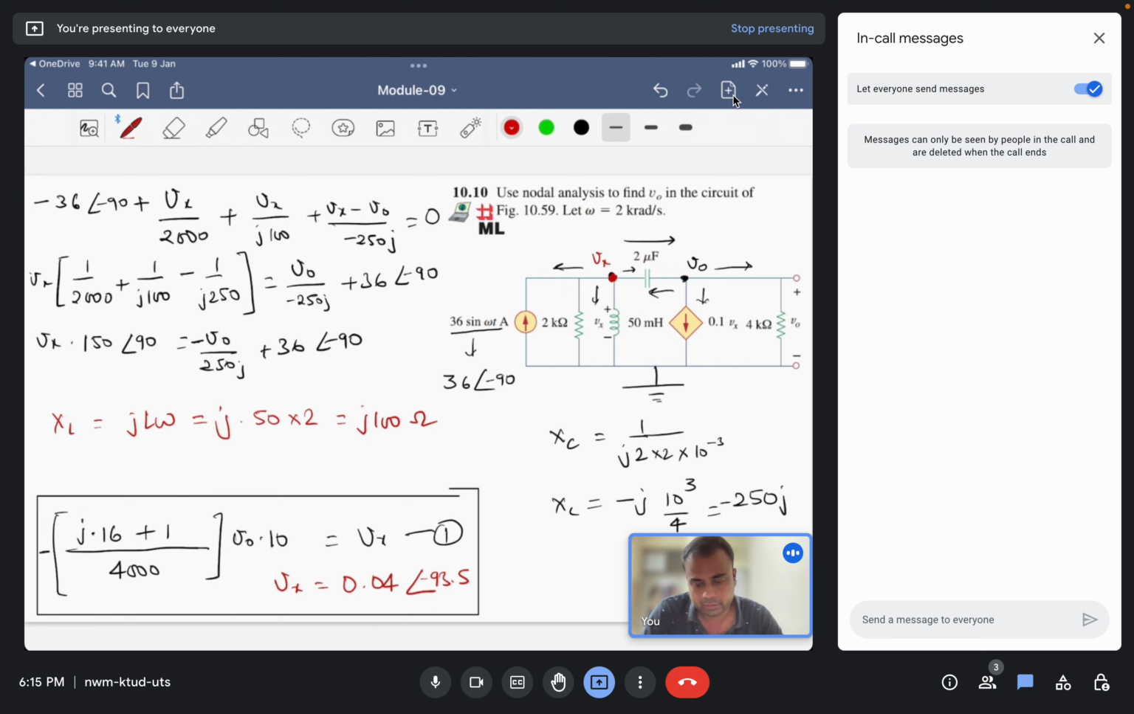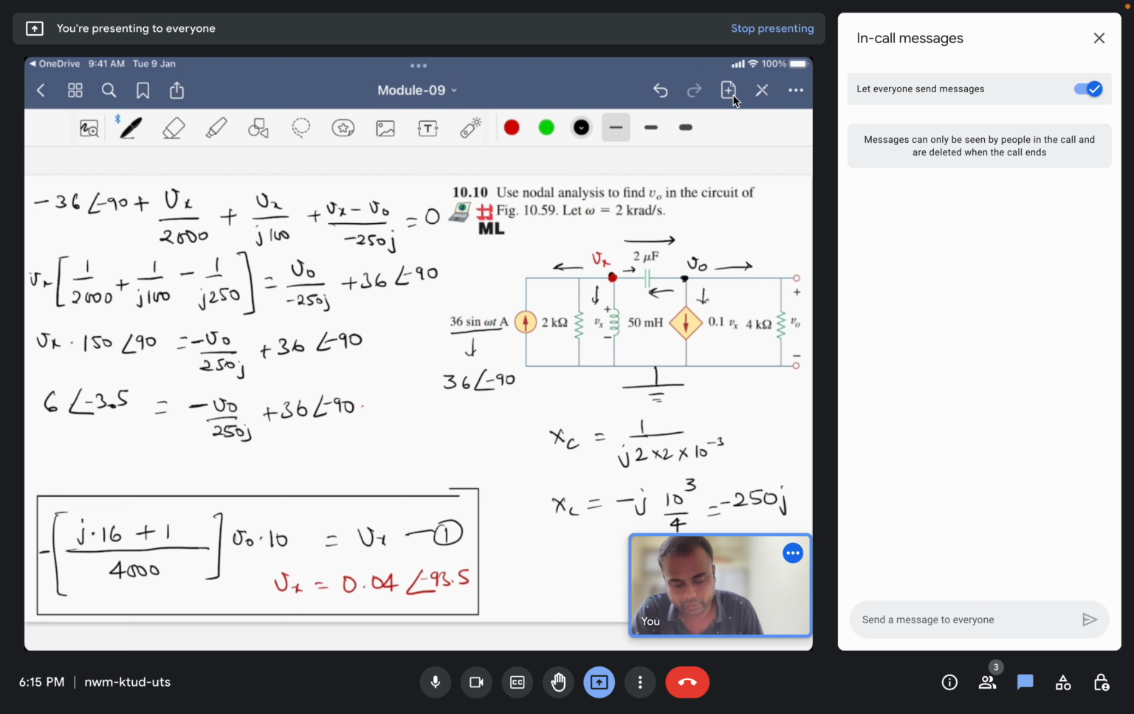Now we can simply substitute Vx. Let us multiply this with 150 angle 90 degree. This comes out to 6 angle minus 3.5, which is equal to minus V0 by 250 J plus 36 angle minus 90 degree.